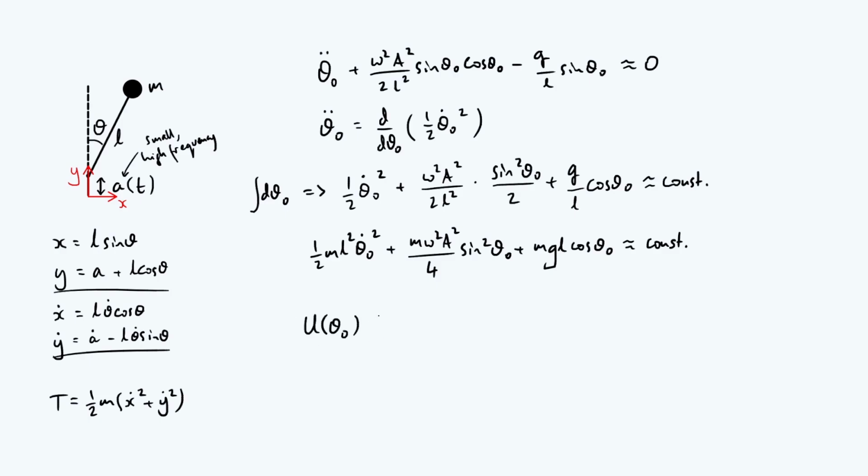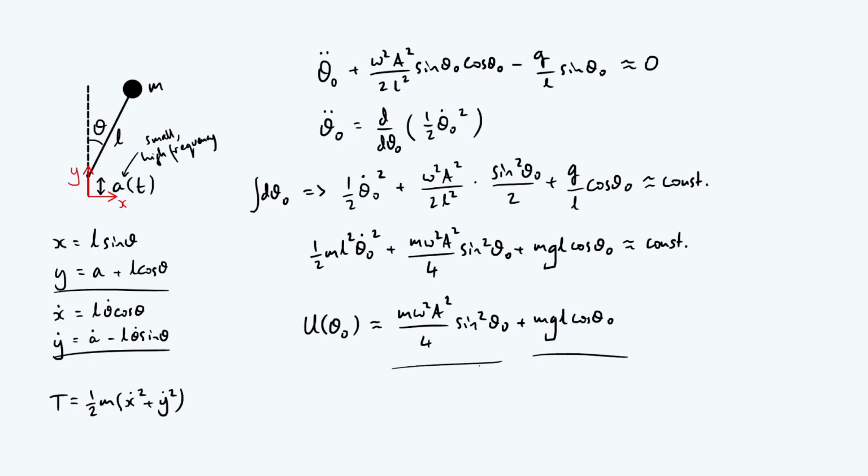The effective potential energy, which is approximately just the stuff that's not kinetic energy, right? Because you can interpret this equation as just saying kinetic energy plus something is a constant, so the something must be a potential energy, right? So it is approximately m omega squared a squared over 4 sine squared theta naught plus mgl cos theta. Again, this makes quite a lot of sense because this mgl cos theta is just gravitational potential energy, which is the potential energy that you would get in the absence of the small vibrations.